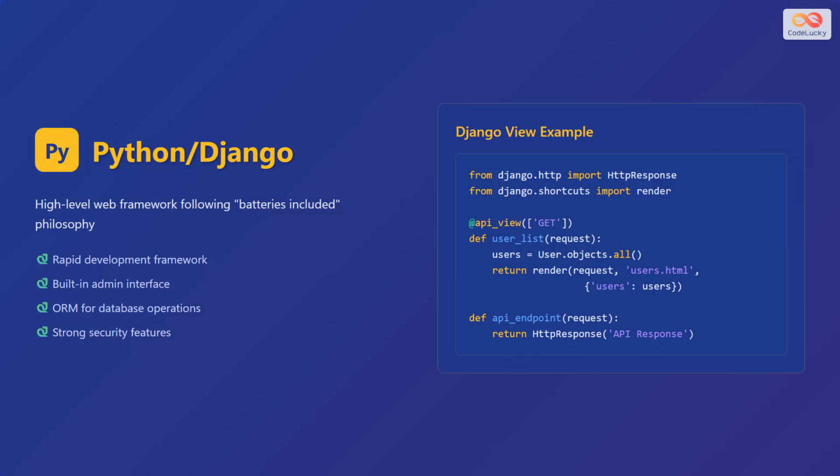Django includes a built-in admin interface, making it easy to manage your application's data and models. It also features an ORM, or Object Relational Mapper, for database operations, allowing you to interact with databases using Python code rather than writing SQL queries directly. Django has strong security features, helping to protect your application against common web vulnerabilities. Here's a Django view example. This code demonstrates how to create a simple view that retrieves a list of users and renders them in an HTML template.